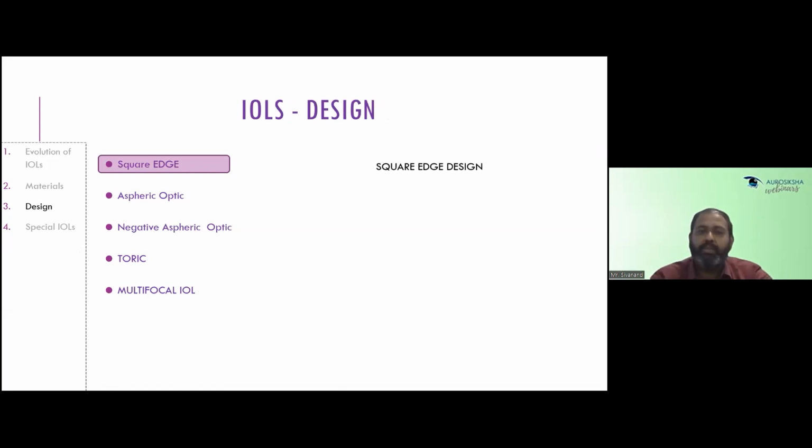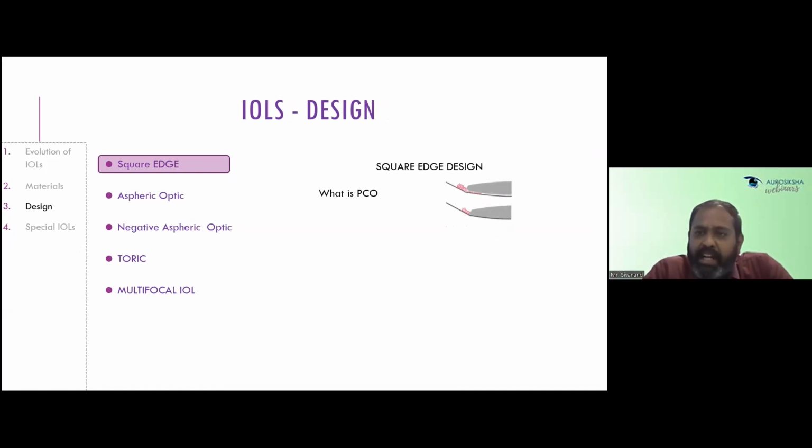Now let's get into the IOL designs. Some of these things have now become common, and some are even talked of more now. Square edge design has nowadays become very common. But I think I'll quickly touch upon what is a PCO, posterior capsule opacification.